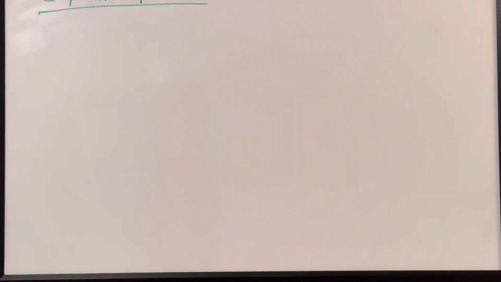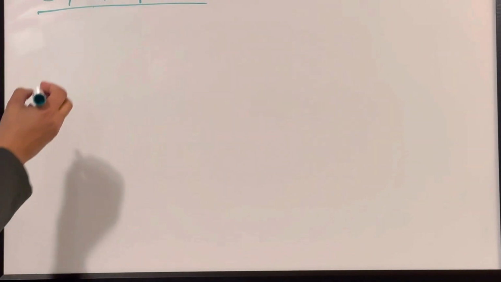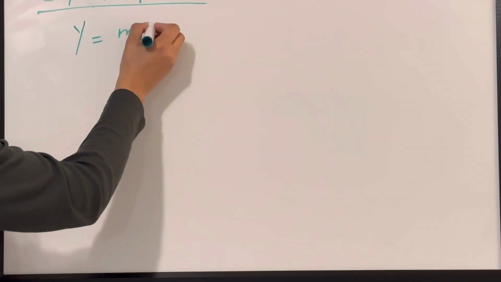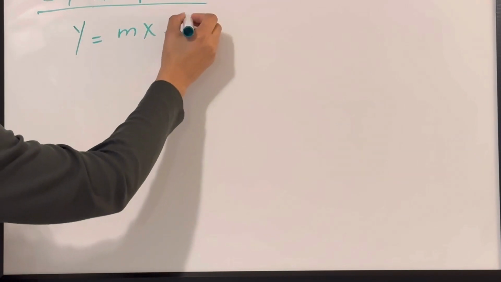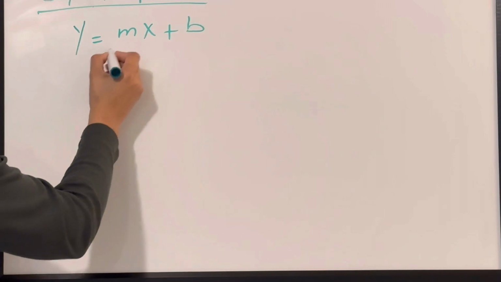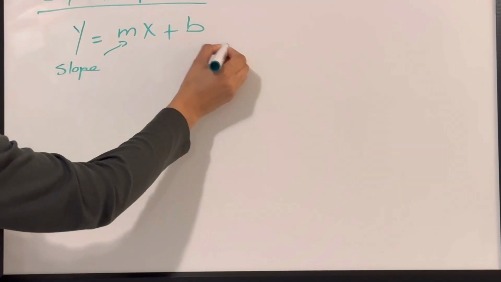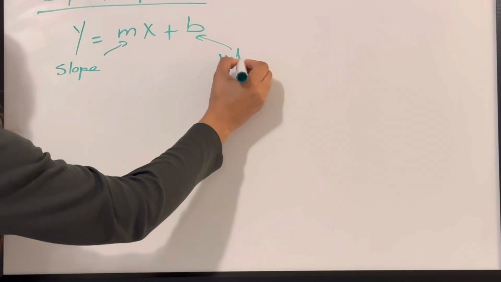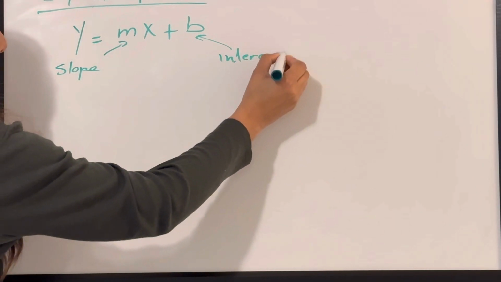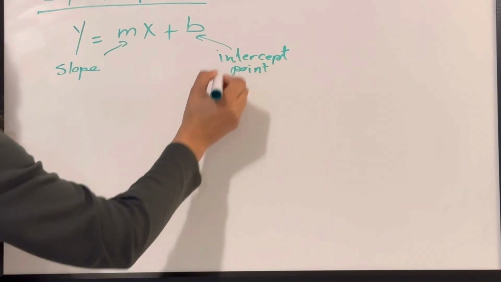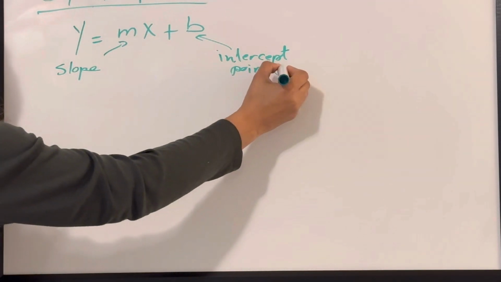Today we will talk about the slope-intercept form for the linear equation. Slope-intercept form is y equals mx plus b. Here, this m is the slope and this b is the intercept point with the y-axis.